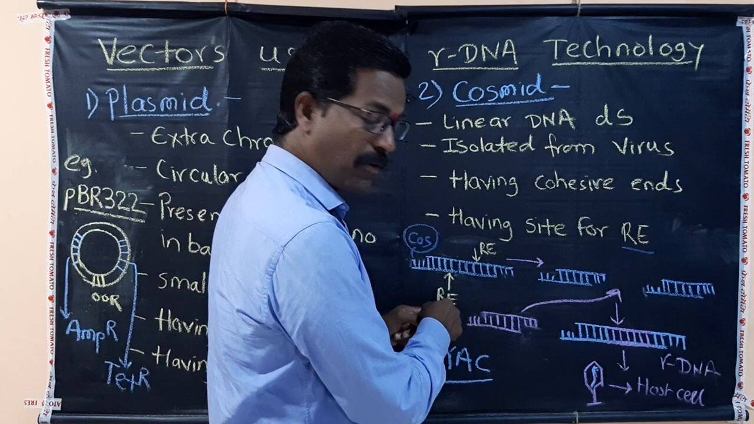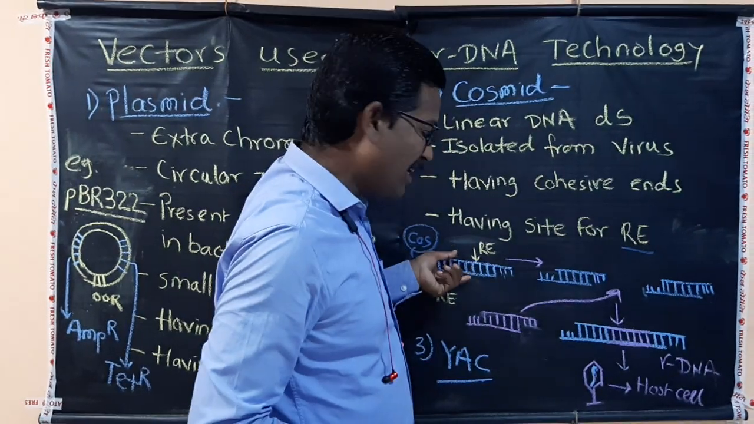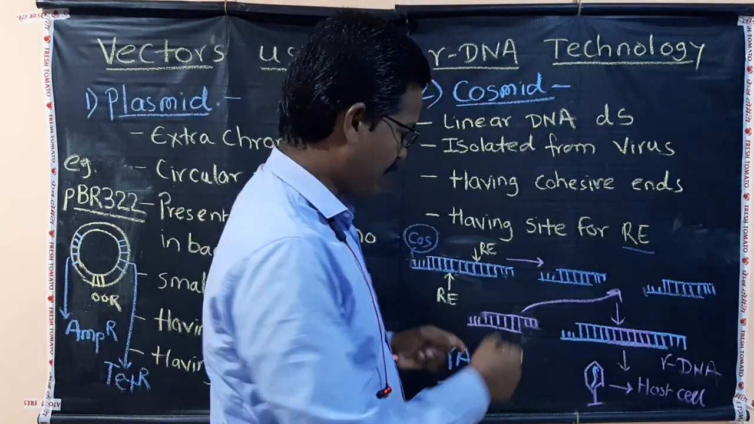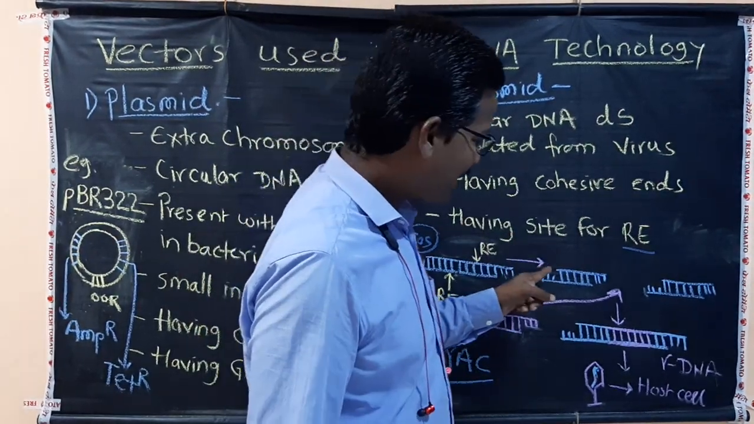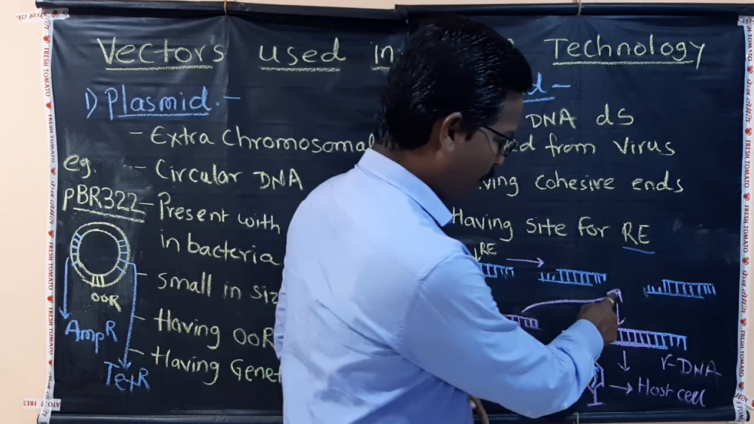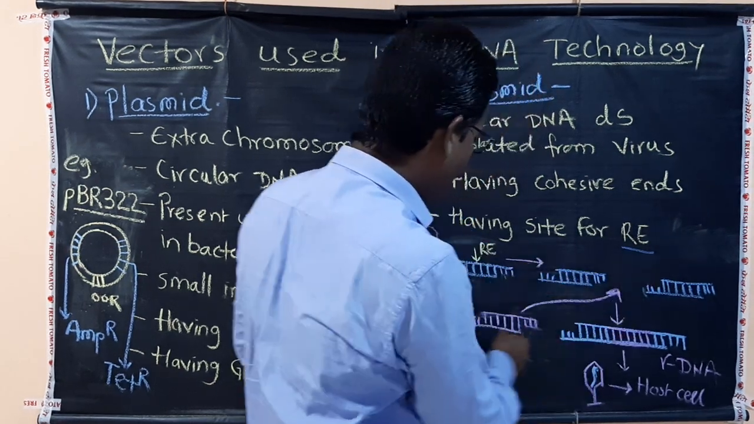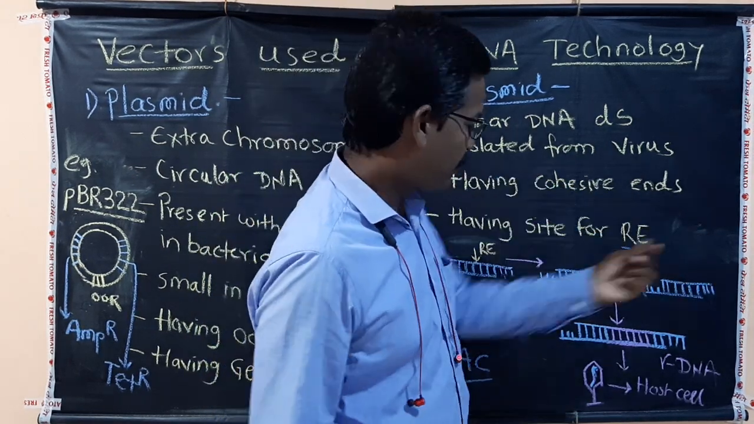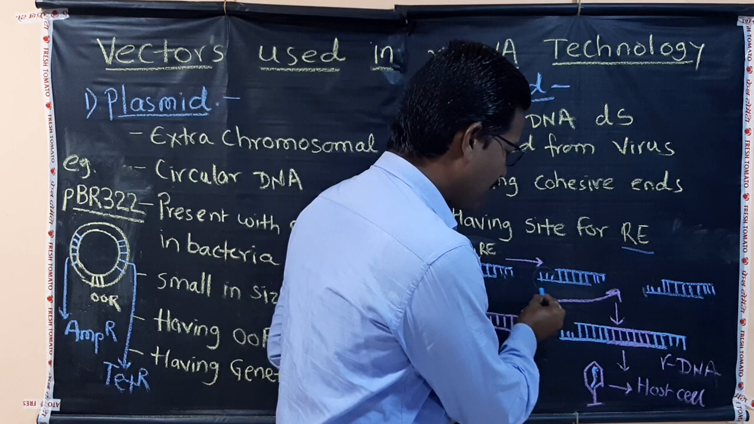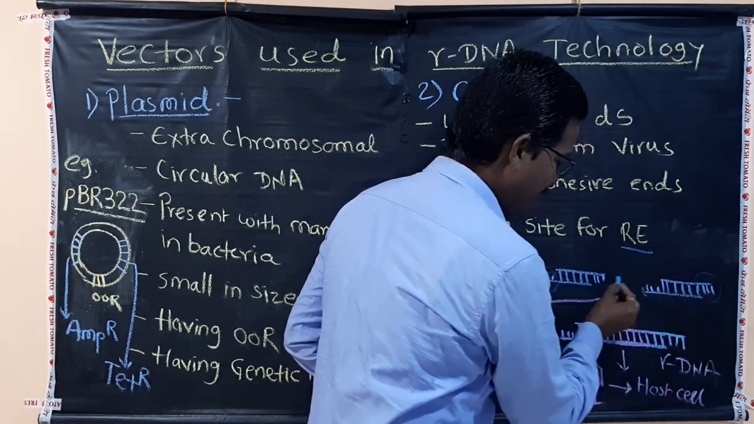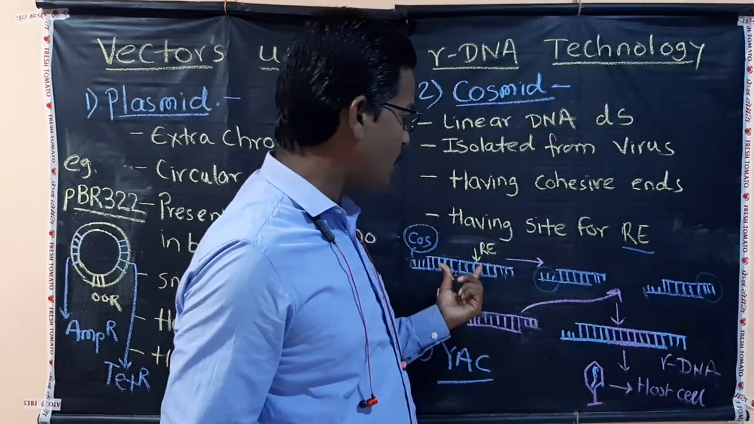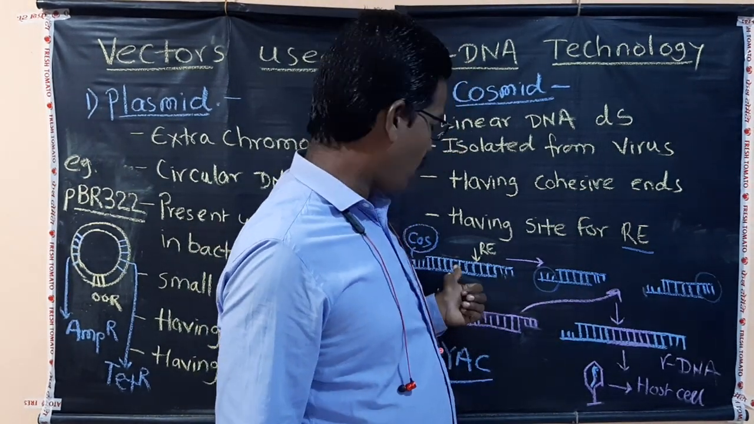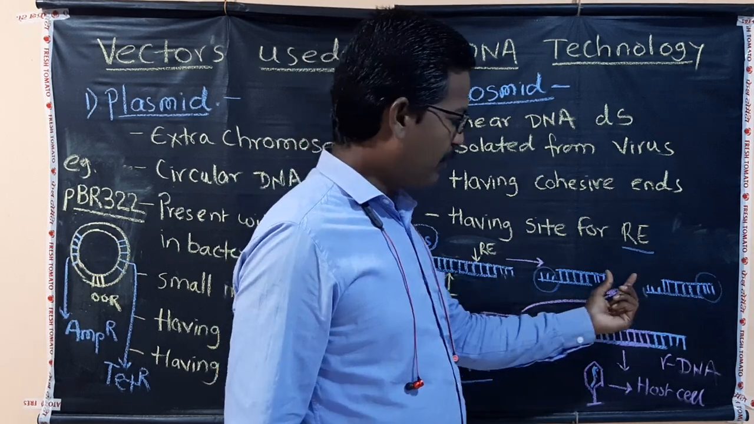If we are isolating this linear DNA from viruses and we put a restriction enzyme, that restriction enzyme will cut the DNA. Here you can find the restriction enzyme cutting the DNA and it gets separated. It is separated from here and from here, so you get two parts. This cos site is already there, it's the own cos site, and this single-stranded extension is created because of the working of the restriction enzyme. So when we use a restriction enzyme on a cosmid, it will break like this.